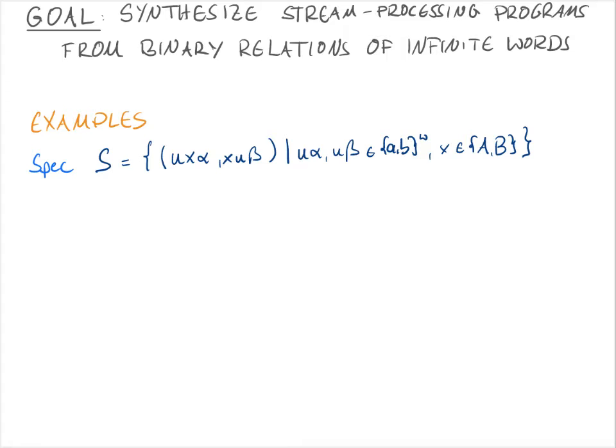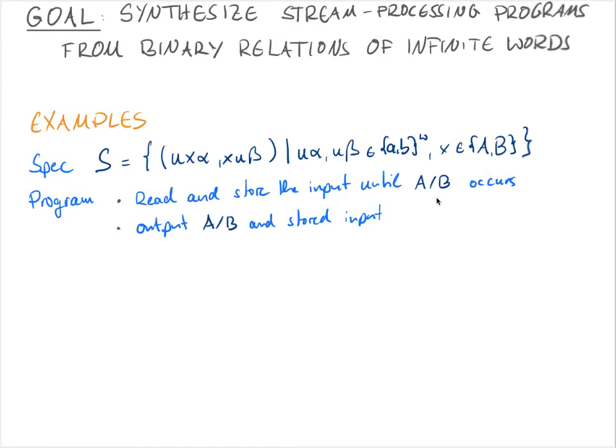So this kind of specification can be implemented by a program. What does the program have to do to implement it? A program processes the input stream, and it reads and stores the input until our special symbol, either big A or big B, occurs. Then it can produce A or B and the input that was stored before, and from then on it can simply copy the remainder of the input letter by letter.